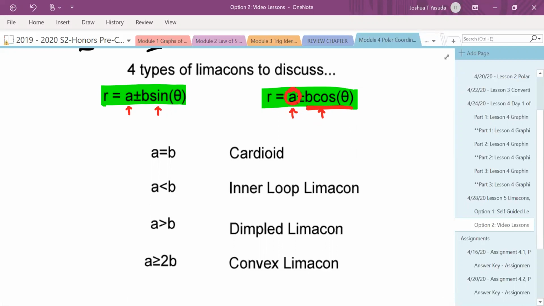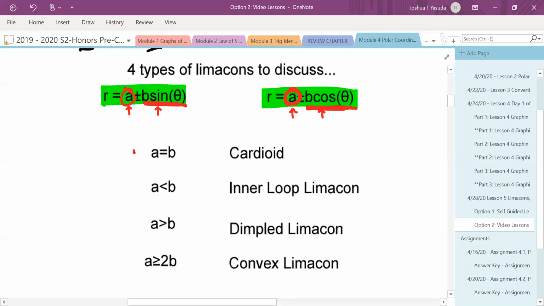But in the polar plane, when you do A plus or minus B cosine of theta or A plus or minus B sine of theta, it's not going to be a circle anymore because you're changing the radius, right? When you add to this, the radius gets changed and so you get a new shape. All right, so we're going to talk about what those shapes are. We have four of them.